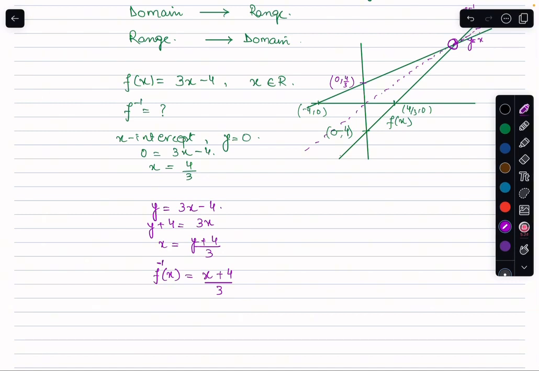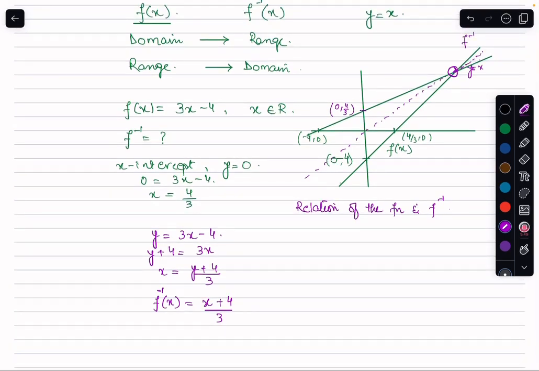And to have the relationship of the two functions, if they ask us to get the relationship of the function and the inverse of the function, then what I have seen is that the relationship is the point of intersection with y equals x.